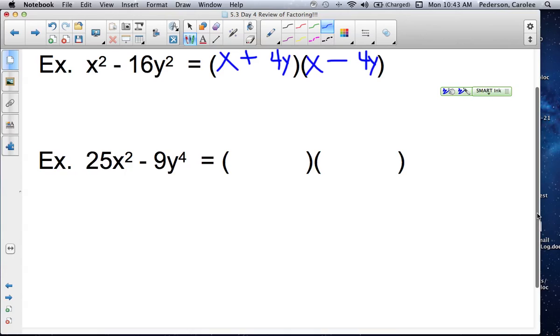Next example, 25x squared minus 9y to the 4th. Again, difference of 2 squares. So I'm going to split up the 25x squared as 5x and 5x. Because 5x times 5x is 25x squared. Then I'll split up the 9y to the 4th as 3y squared and 3y squared. When I multiply those 2 back together, I get 9y to the 4th. And then what goes in the middle is the plus and the minus.